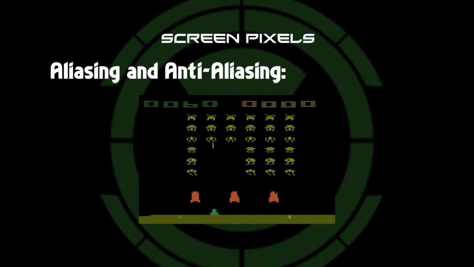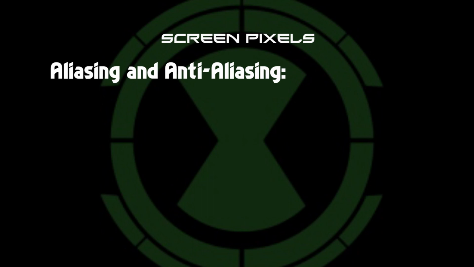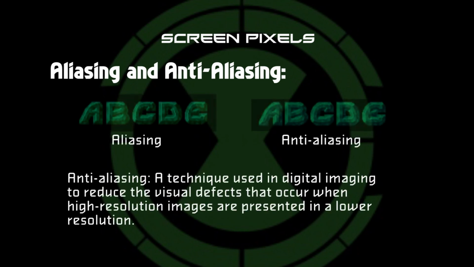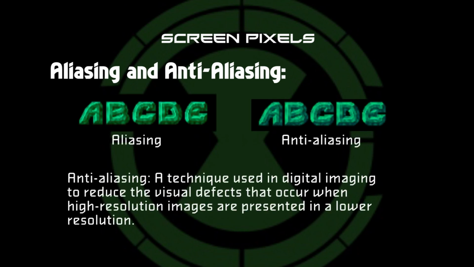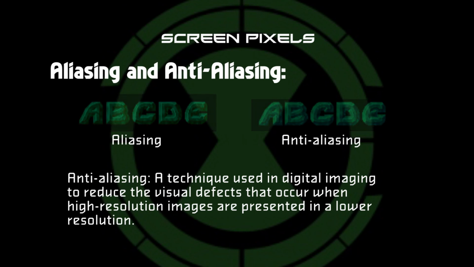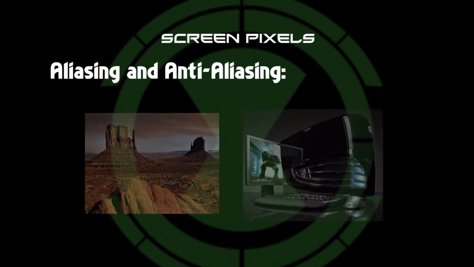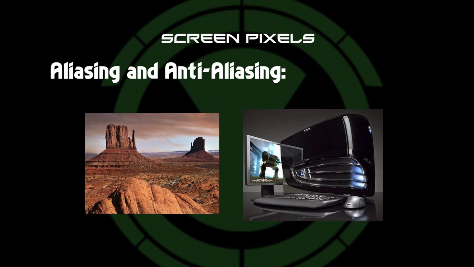On the other hand, anti-aliasing is a technique used in digital imaging to reduce the visual defects that occur when high-resolution images are presented in a lower resolution. For example, high-quality games, high-quality pictures and movies, and much more. That's it for this topic.